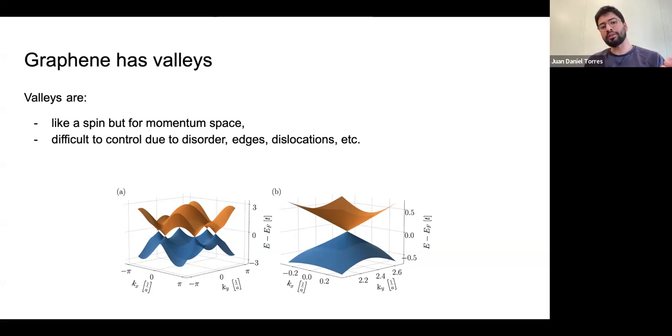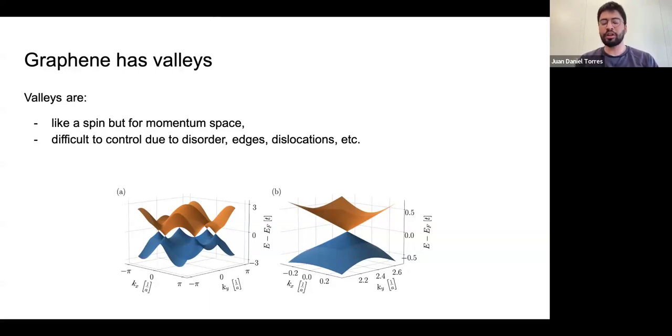One can think about these valleys as a spin degree of freedom, as a pseudo-spin, but for propagating modes, that is, for momentum space. However, because these are propagating states, controlling them is not as straightforward as in the case of a spin, where one can just think about magnetic fields. In order to control valleys, one needs to think about scattering, and that involves disorder, edges, specific terminations, and dislocations.